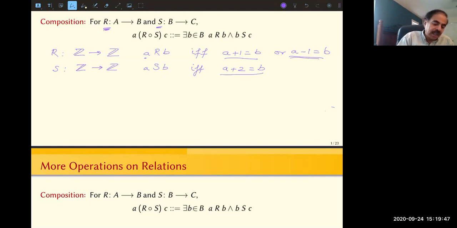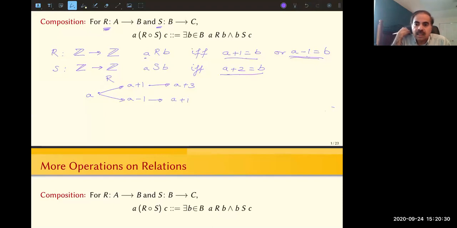So now we can try to understand what the composition means by sketching out what happens. We start from A. This condition will connect us to A plus 1, and this condition will connect us to A minus 1. So this is what R does. Now we can apply S. S is going to connect each of these points to a number that's higher by 2. So that's going to be A plus 3 and A minus 1. If you add 2 to that, you'll get A plus 1.